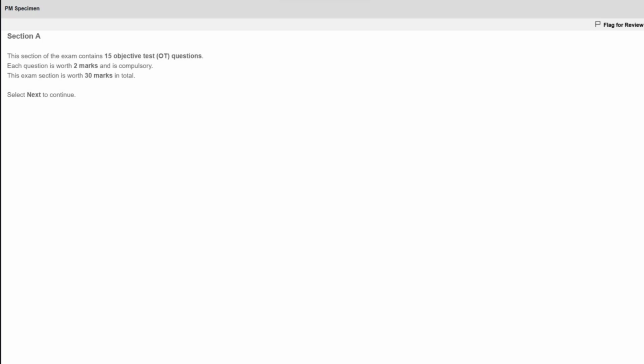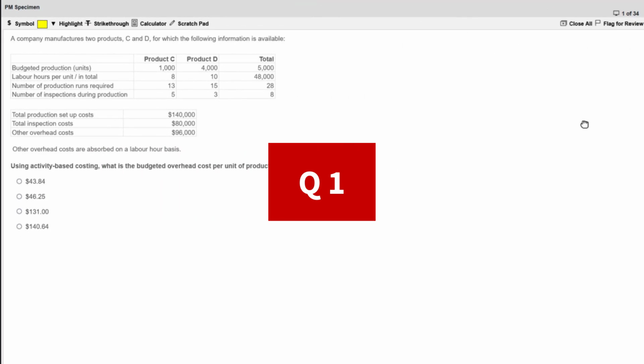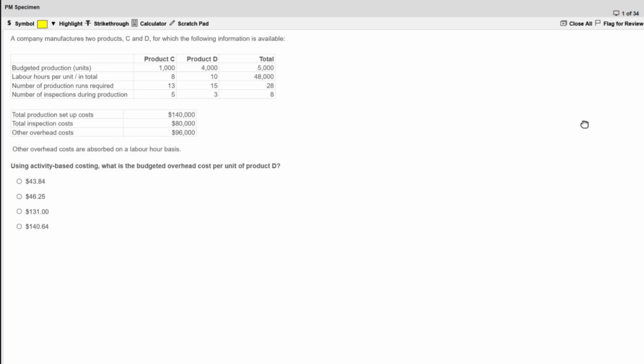So I'm going to get started. I'm going to hit next. I'm going to go check out question 1. Question 1, first thing we always do, read this requirement. And we see activity-based costing. Not the most difficult topic in the syllabus, but it's a bit tricky. Lots of numbers, lots of calculations. And we need a budgeted overhead cost per unit of product D.